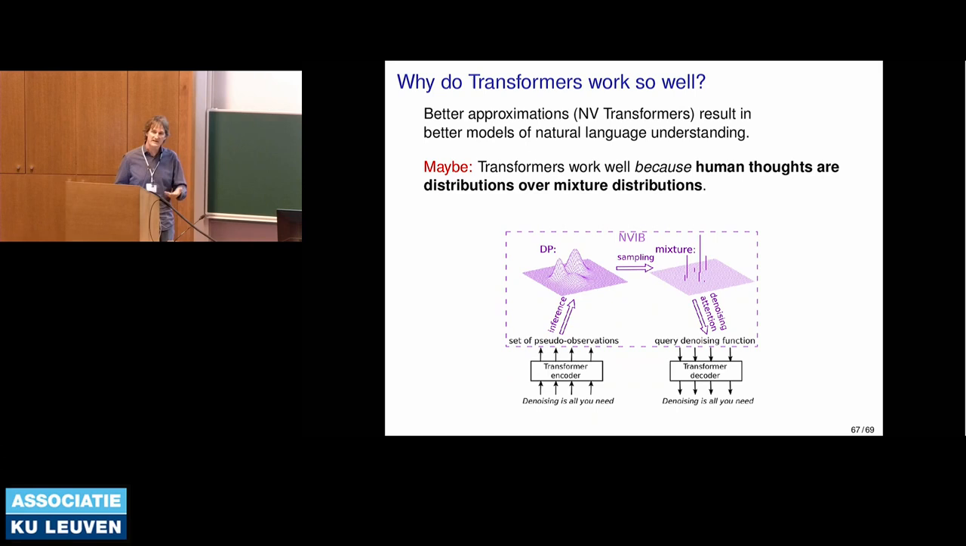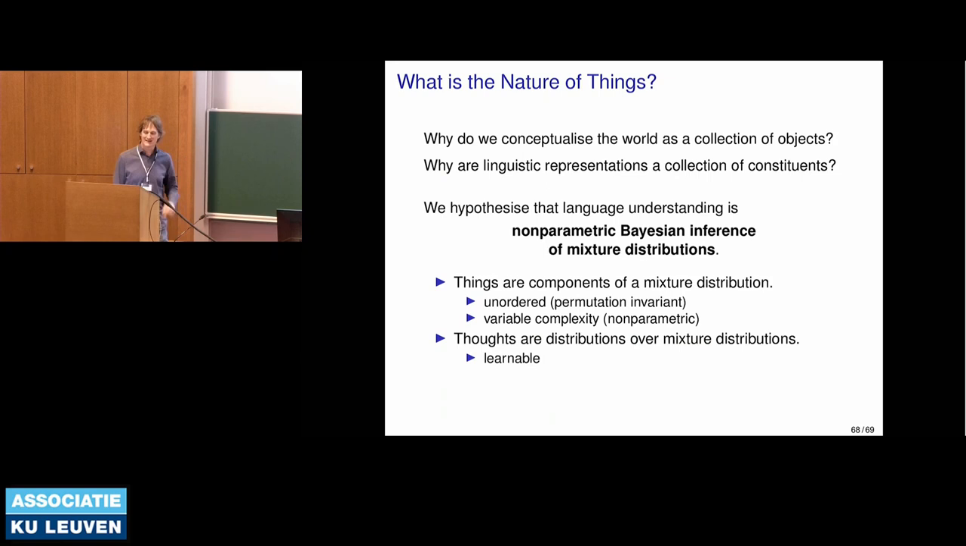Why would that be? That would be true if the underlying phenomena of human language fits this model that we're approximating. In other words, that human language and human thoughts are distributions over mixture distributions. Right, so that's a bit of a step, but that's the argument. And now, obviously, that means that language understanding and human thought is non-parametric Bayesian inference of mixture distributions. So you should all know what this means now.